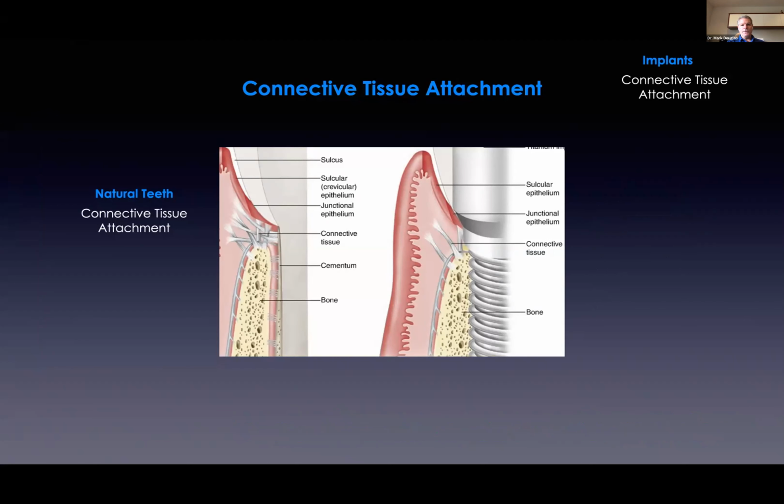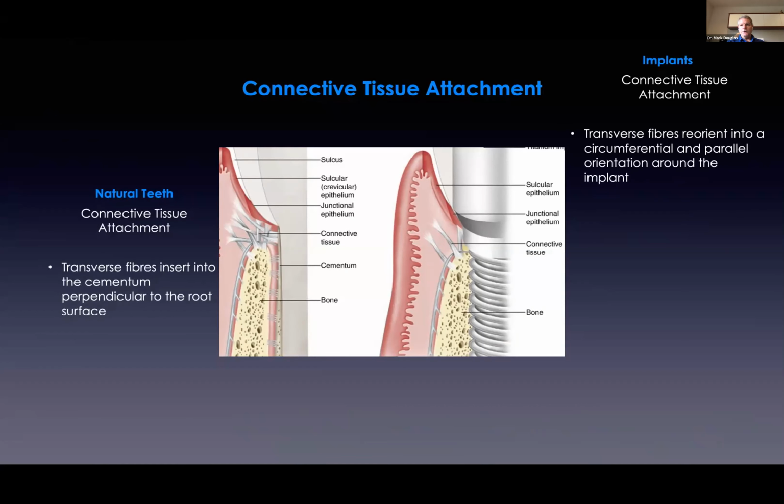So what they found was in natural teeth, the connective tissue attachment, the transverse fibers insert at right angles into the root surface. These are the Sharpey's fibers, I believe. Whereas around an implant, the transverse fibers reorient into a circumferential arrangement around the implant and parallel to the implant. Upon maturation, these circumferential fibers squeeze down and form like an O-ring at the point of minimum diameter, which helps to provide the seal around an implant.